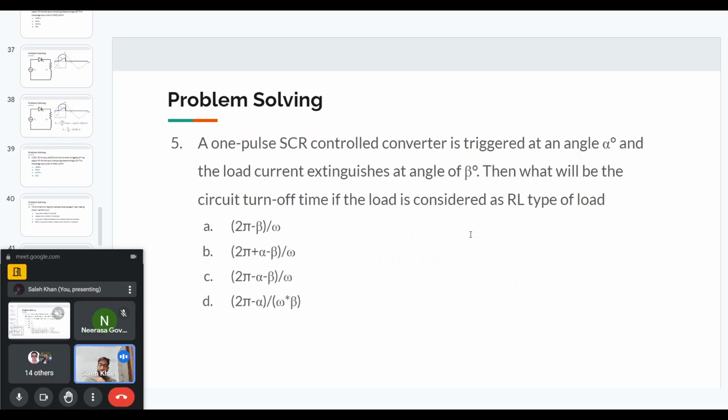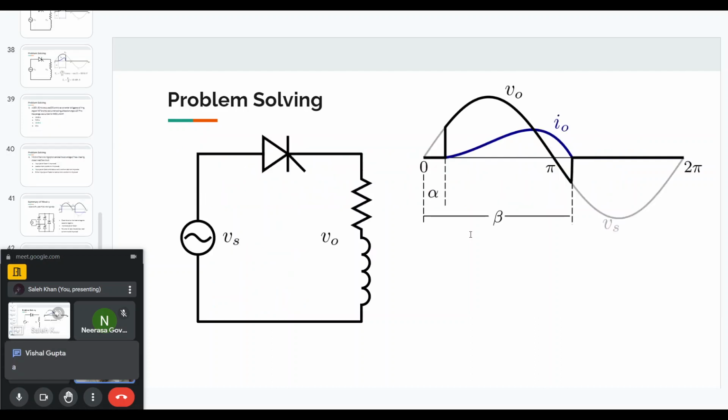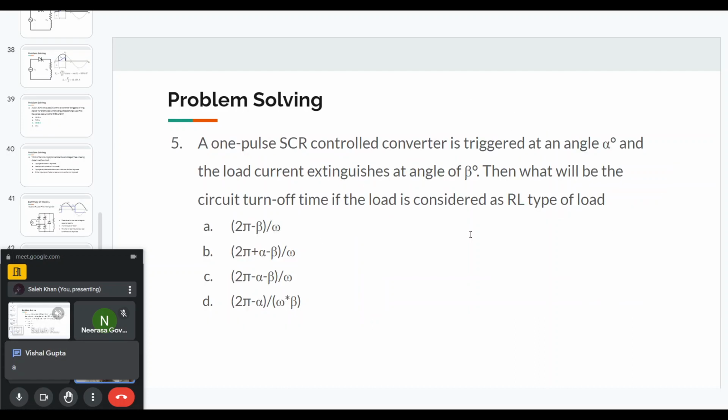The fifth question is asking: a one pulse SCR, so again it's a half wave circuit, is triggered at an angle of alpha and the load current extinguishes at an angle of beta. What will be the circuit turn off time if the load is considered an RL type load? Okay, someone has actually given an answer, so let's see whether this answer is correct or not.